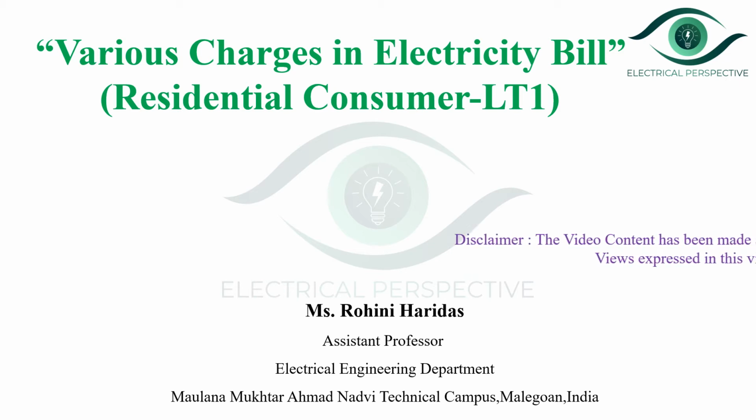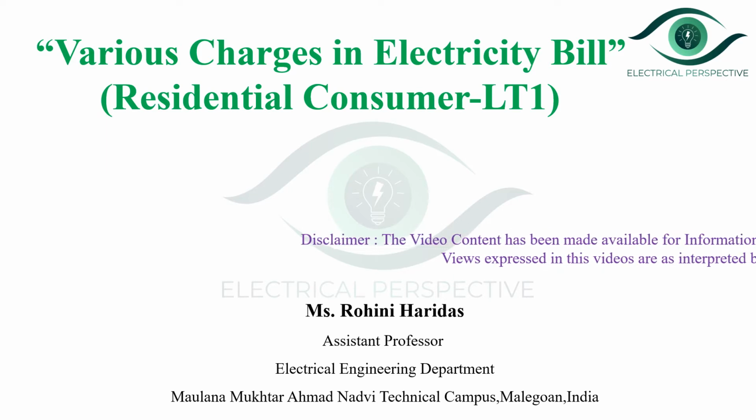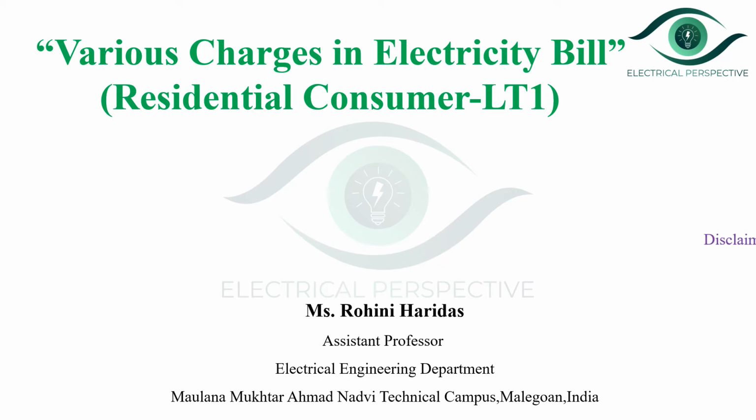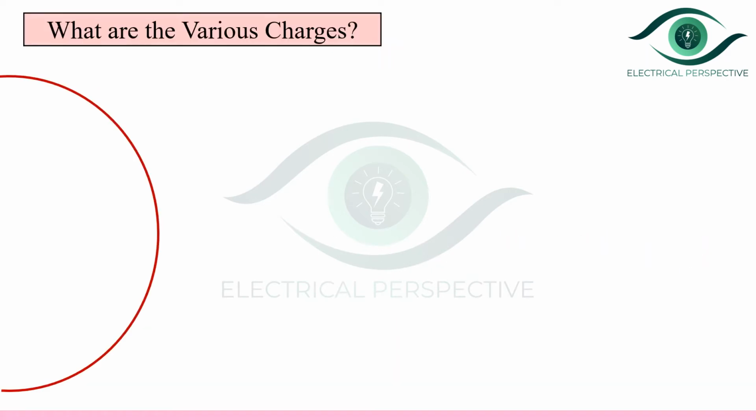I am Rohini Haridas. Today in this video we will see the various charges in the electricity bill for residential consumers, LT1 category. Now, what are the various charges? The total payable amount for a consumer is determined from the various charges that are applicable. These charges and their amounts are indicated in the table on the reverse side of the bill and are fixed by the Commission. Now let us see one by one.